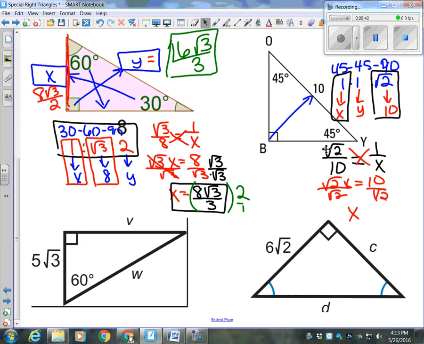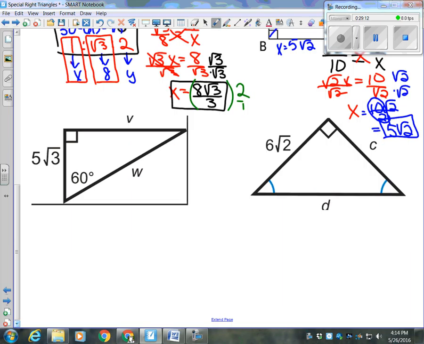I can't leave my answer like this, so I'm going to rationalize by multiplying by square root of 2 top and bottom. I'm going to end up with 10 square root of 2 over 2. These are going to cancel, so my final answer is 5 square root of 2. So this is going to be 5 square root of 2 here, and this side's also going to be 5 square root of 2. I simply called those x and y, even though I suppose I didn't have them marked.